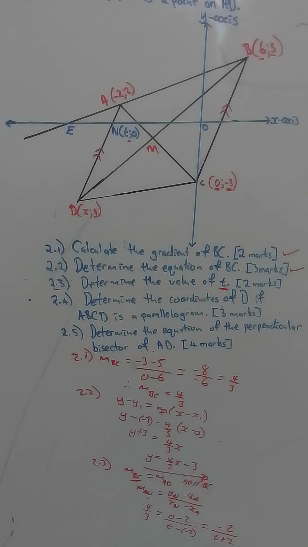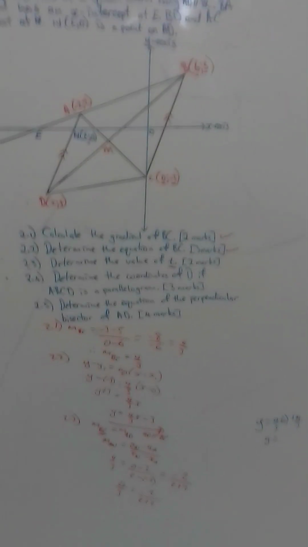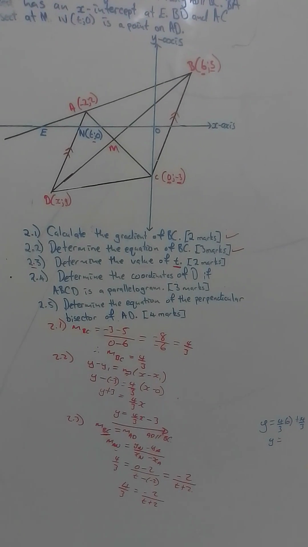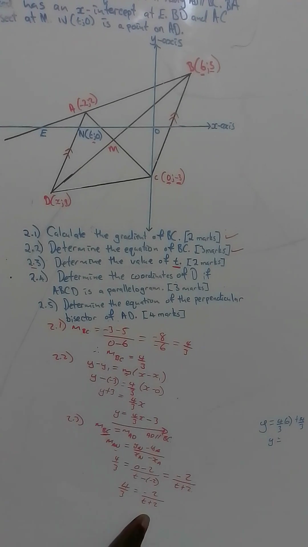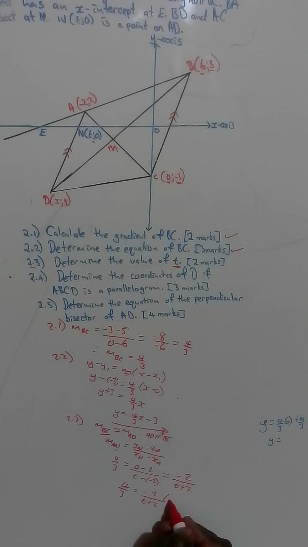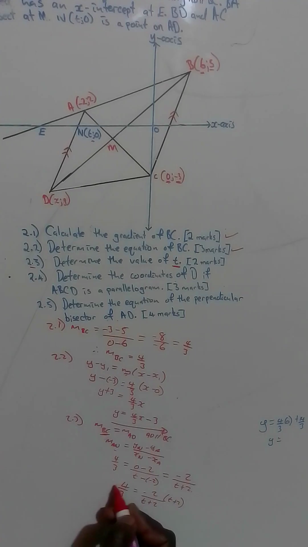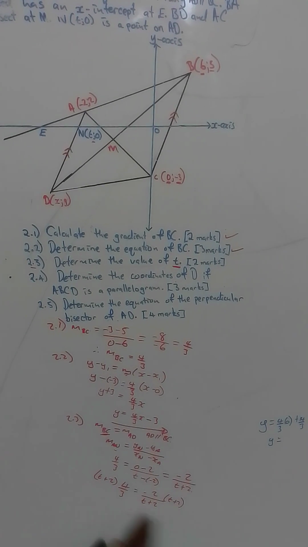Now that I've done that, what do I do next? Now I say 4 over 3 is equal to negative 2 all over T plus 2. So now I need to get rid of what? I need to get rid of the denominator. In order to get rid of the denominator, I multiply by T plus 2 on both sides, so this T plus 2 cancels out with that T plus 2.